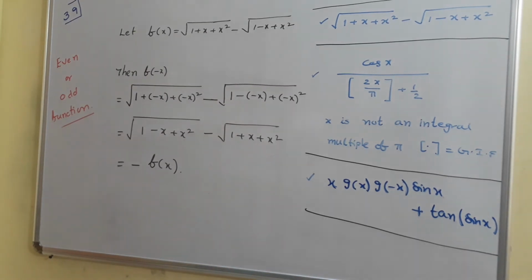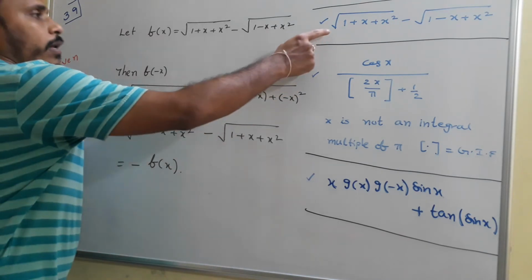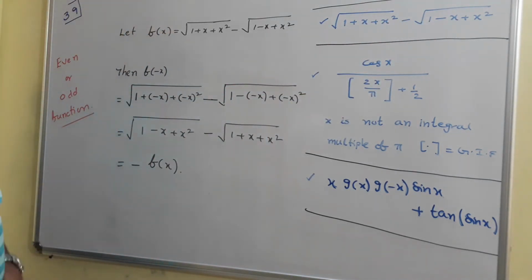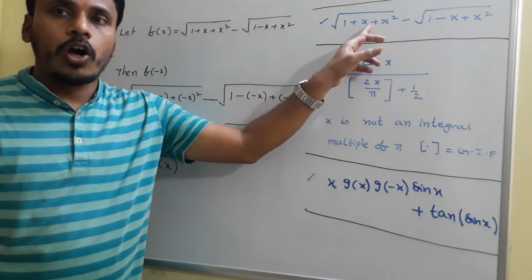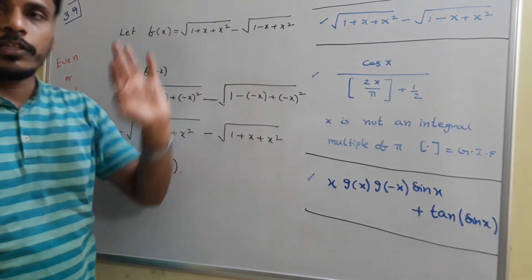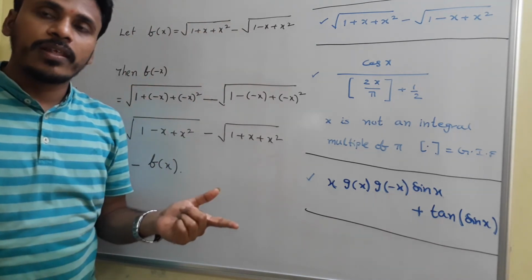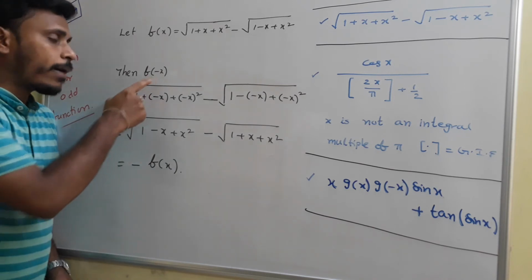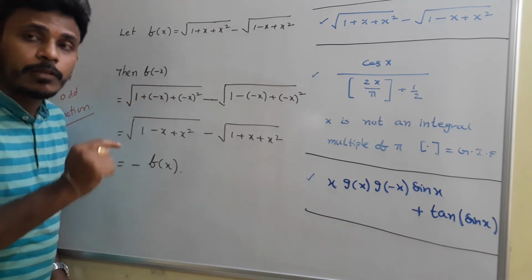So next problem. Root of 1 plus x square minus root of 1 minus x plus x square. Again, to check whether it is even or odd, you just let this function be f of x. So f of x is equal to this function. Now to check whether it is even or odd, you need to start with f of minus x. F of minus x means replacing x with minus x.